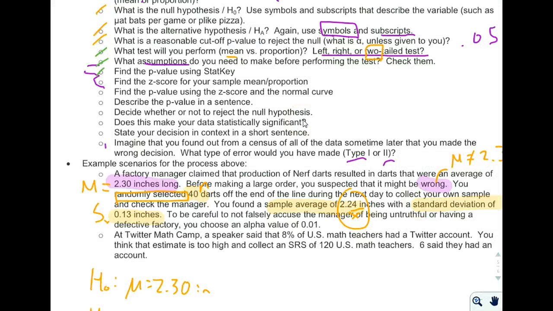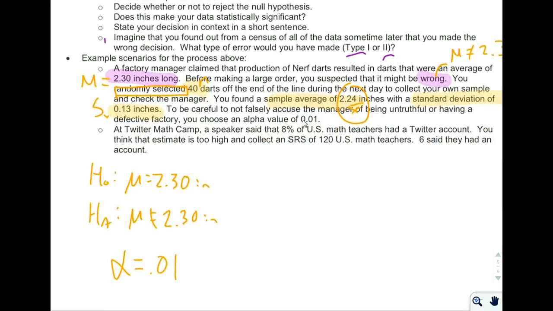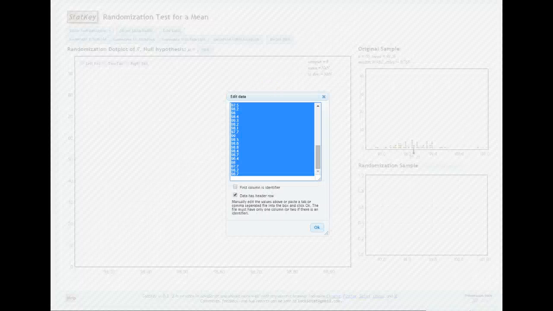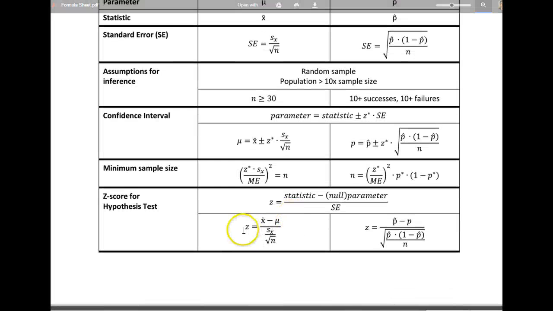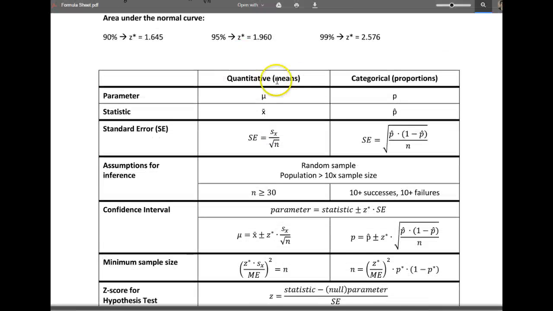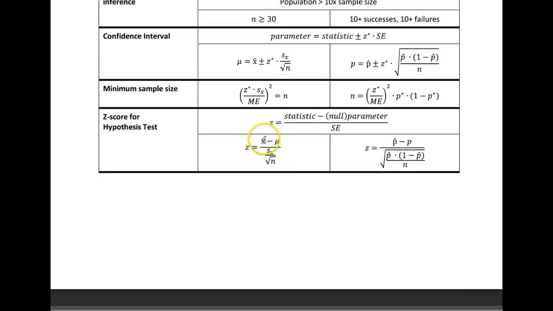Next one says find the z-score using the normal curve operations. Back to our reference sheet. We look for how we get our z-score down here for quantitative or means. It says z equals our sample average minus mu, the population estimate, or the null hypothesis here, mu, divided by that sampling standard error, the s over square root of n.